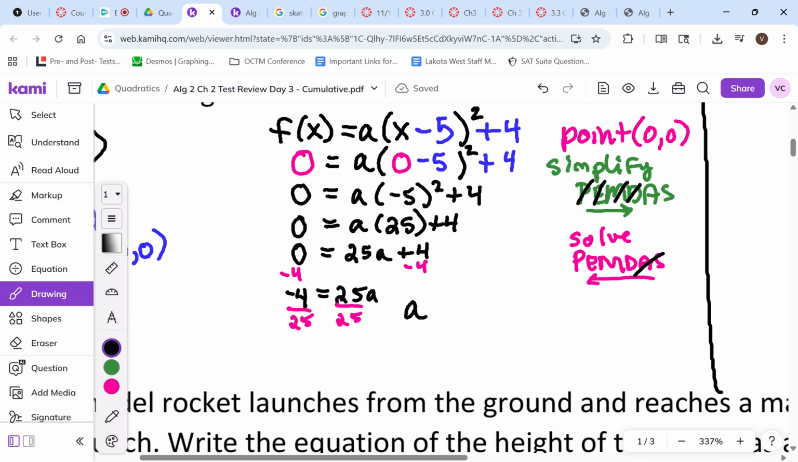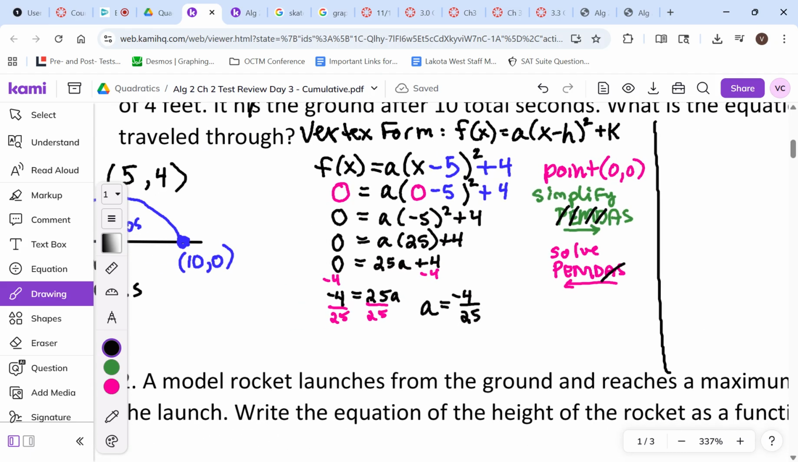And I have a equals negative 4 over 25. So that's our a value. If you can reduce 4 over 25, then you need to reduce it. I can't, but some of these questions you might have to reduce the fraction. You always want to check.